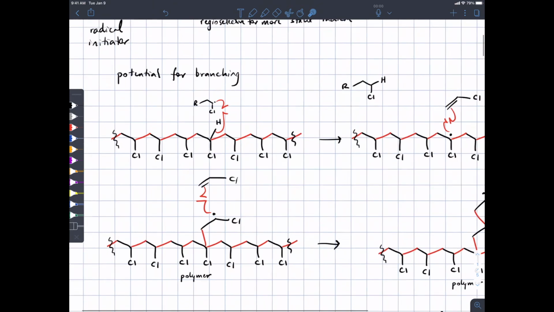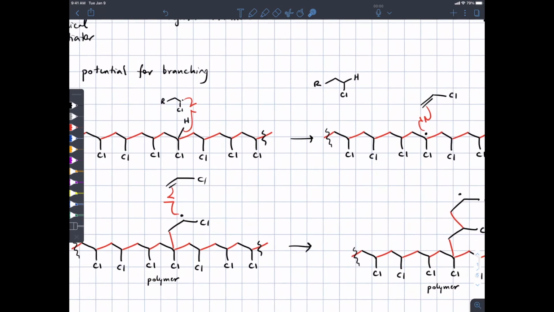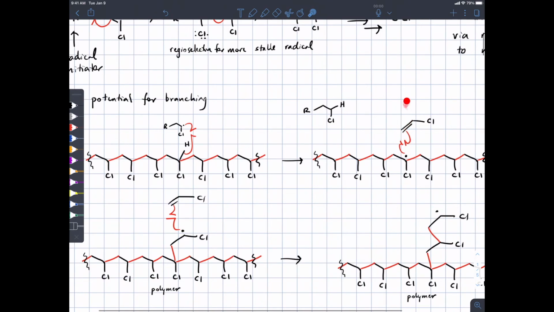A radical will selectively remove a hydrogen from a carbon adjacent to a chlorine to generate the more stable radical versus the other possibility where the radical would be there. And this happens in an uncontrolled way with some frequency. There are methods you can use to suppress branching, but if a radical forms here, that then becomes a new starting point for another polymer chain that can grow out in this direction.